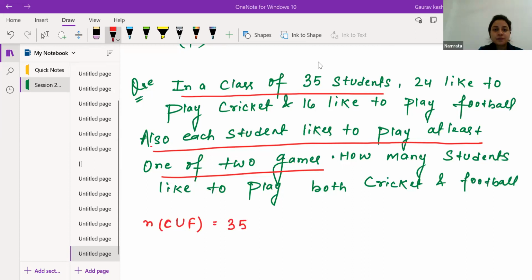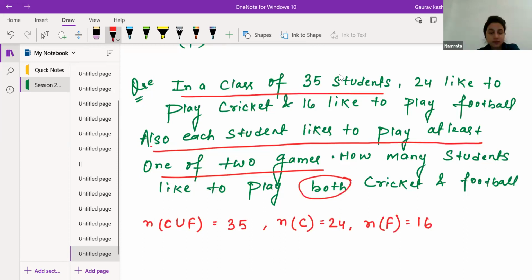Okay, so let's finish this one. Union between these two, we know, Lina, that is 35. Here 24 like to play cricket, so 24 students are from cricket. 16 students are from football. And you see the last line, it says how many students like to play both. What is the meaning of this "both", Lina? Intersection. Or means union, both means intersection. So we have to find C intersection F, right? Yes. Let's do it.